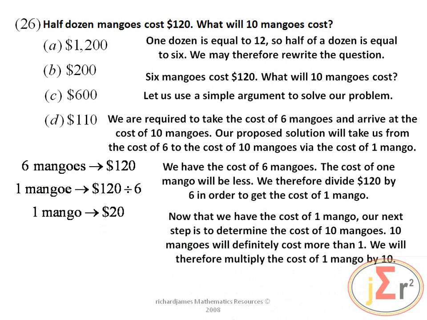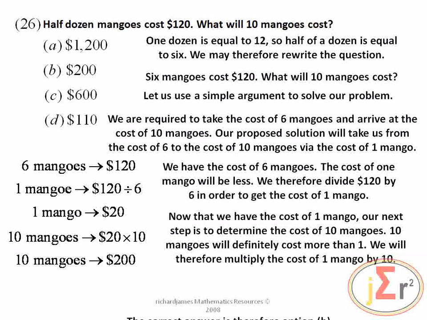Now that we have the cost of 1 mango, our next step is to determine the cost of 10 mangoes. So 10 mangoes will definitely cost more than 1. We will therefore multiply the cost of 1 mango by 10. So 10 mangoes will be equivalent to the cost of 1 multiplied by 10. So 20 multiplied by 10, and our answer is $200. And the correct answer is therefore option B.